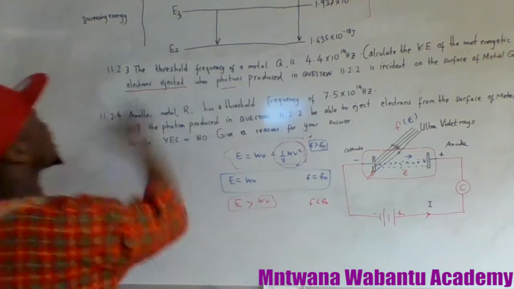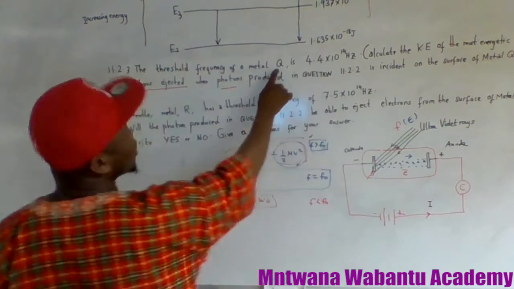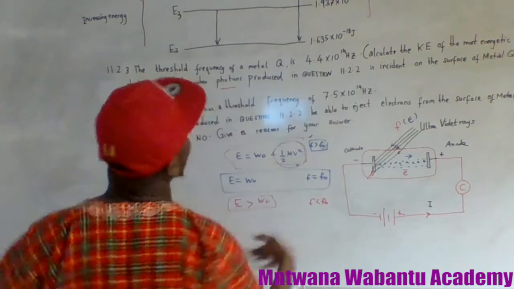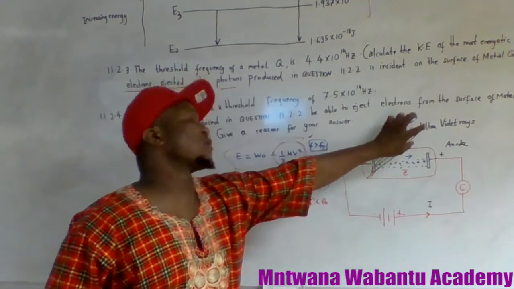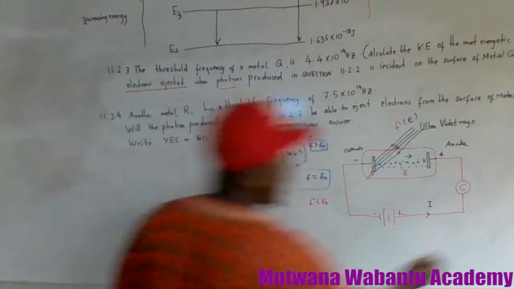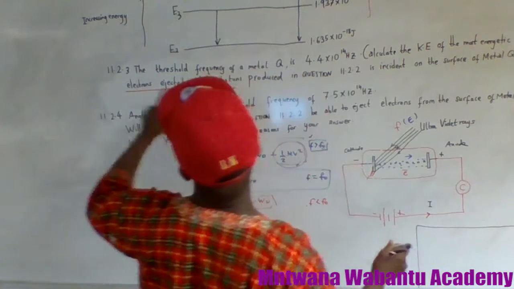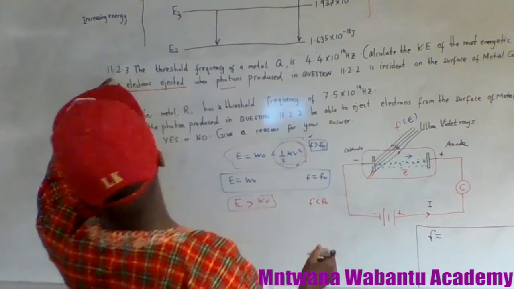Now let's check an example. Let's say the threshold frequency of a metal Q, we don't know what the name of it could be, is 4.4 times 10 power 14. If we know the threshold frequency of this metal plate, we need to compare it with the frequency of the light which is coming. We did that in the first question, so I'm going to remind you quickly of the first question, the frequency of the light in the first part, which is 10.2.1.